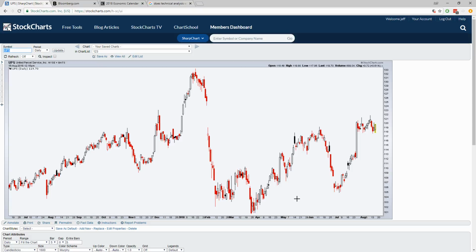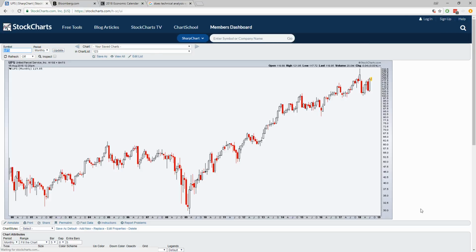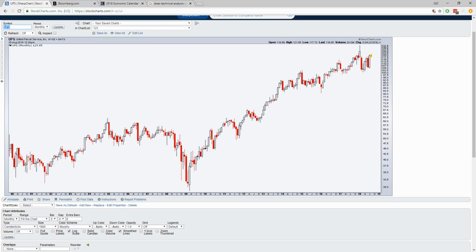But what we have to be able to do as technicians is filter out what statistics are meaningless and what statistics matter. For example, here's UPS. I'm going to bring up a monthly chart, right? And here back in 2001, see this drop right here? And then this pop, and the price action went to a new high, and then the stock went up afterwards. Does that have any bearing or any relation on what's going on today? Some would say yes, some would say no.